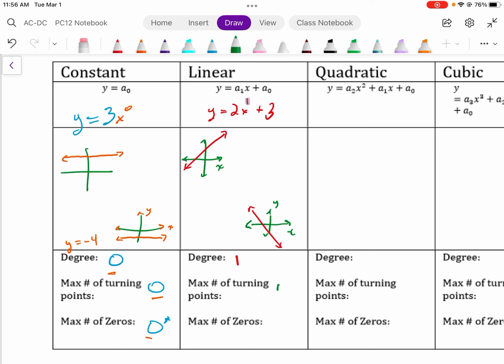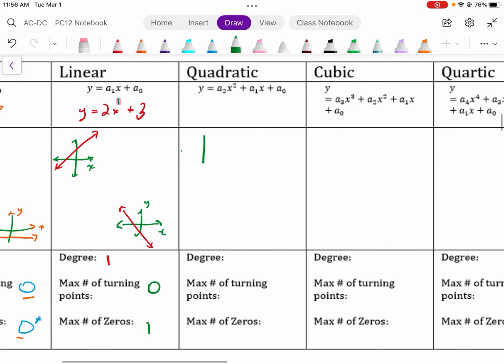The exponent for a linear function is 1. Now, how many turning points on a line? There are no turning points, or you can think vertices. The maximum number of zeros we can have on a linear function is 1. All right, let's go. Quadratic function. Now, I'm just going to make graphs here, and we're going to talk about quadratic functions. I just want to get you familiar with what we're talking about above. So a quadratic function can look like this. Quadratic function can look like this. Or a quadratic function.